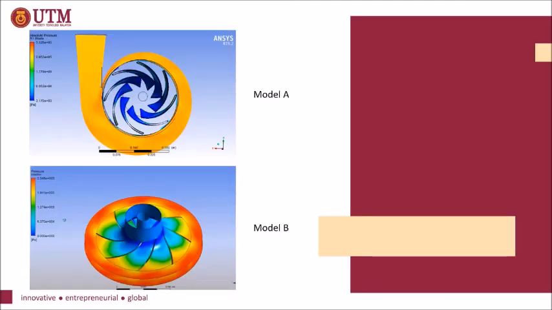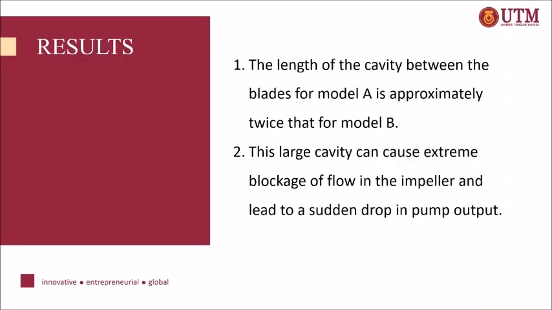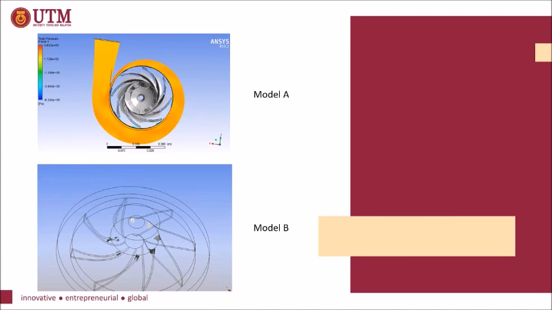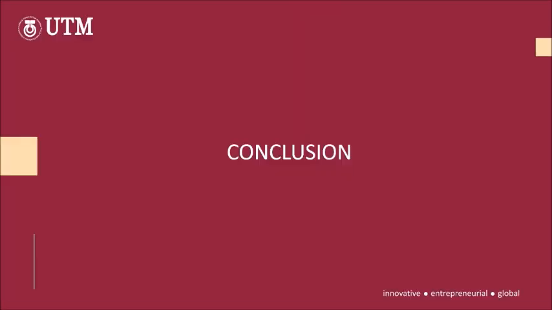This is the result for Model A and Model B. The color represents the pressure. The length of the cavity between the blades for Model A is approximately twice that for Model B. This large cavity can cause extreme blockage of flow in the impeller and lead to a sudden drop in pump output. These are the formations of cavity for Model A and Model B.